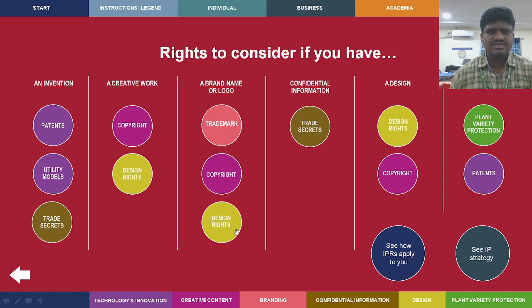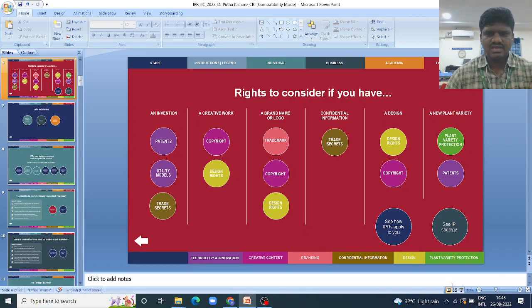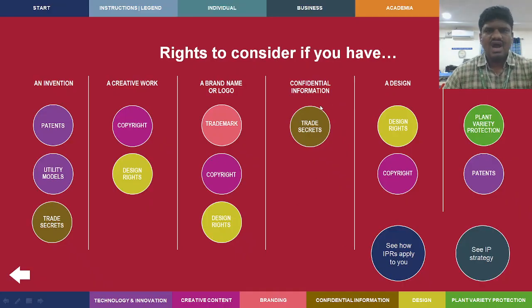You have to do any one of the certifications of all these types. Understand? Here, confidential information we can also protect as trade secrets, and the next one is design. A design can be protected by design right, or copyright. So like that we can do different types of certification in the IPR. Another new one is a new plant variety. You can also do this certification in the IPR: plant variety protection, patents. So we have so many types of rights, and all of this you can call intellectual property rights.